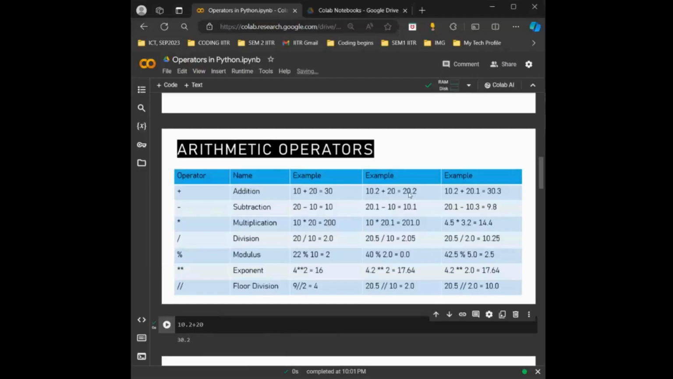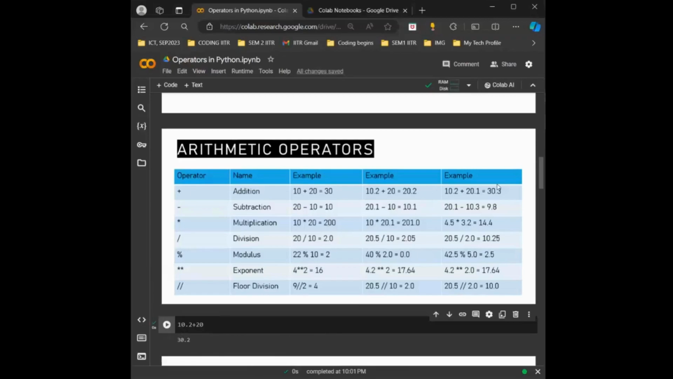30.2, which is wrongly mentioned in my sheet. I'm so sorry. It is 20.2 which is written. It is actually 30.2. Apologies from my side. So it is 30.2 here. That is 10.2 plus 20 added. The result gives me 30.2.